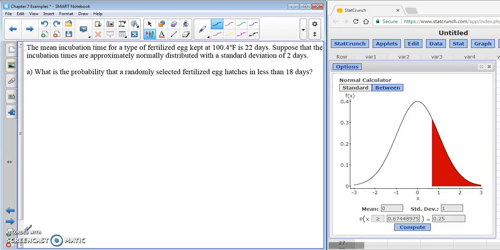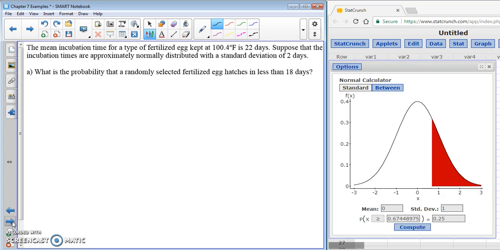Let's look at some application problems now that we've got the idea down. The mean incubation time for a type of fertilized egg kept at 100.4 degrees Fahrenheit is 22 days. Suppose that the incubation times are approximately normally distributed with a standard deviation of 2 days. The keywords here are approximately normally distributed, so we need that to be able to calculate our probability. And it tells us our mean and our standard deviation. Those are key things that we're looking for in the problem.